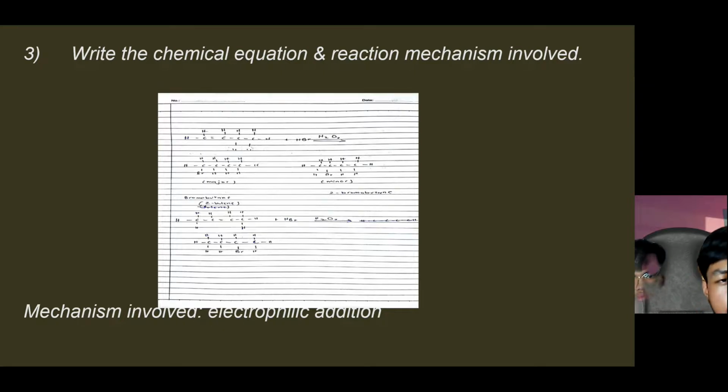So next we can see that 2-butene reacts with hydrogen bromide in hydrogen peroxide and only produces 2-bromobutane, in which bromine is placed on the second carbon.